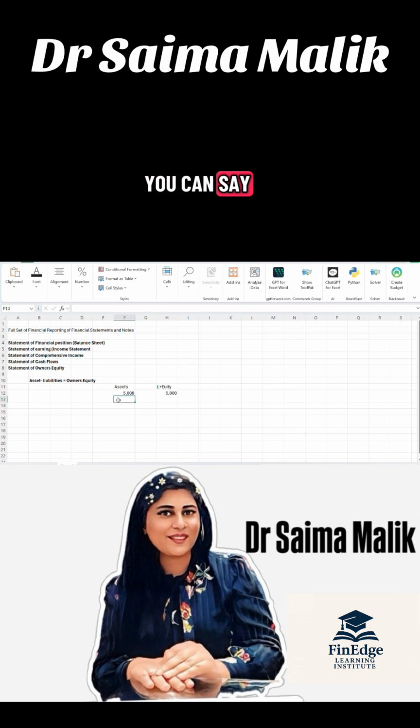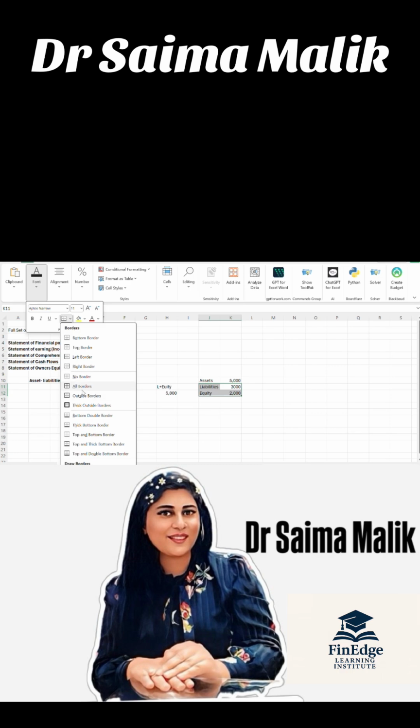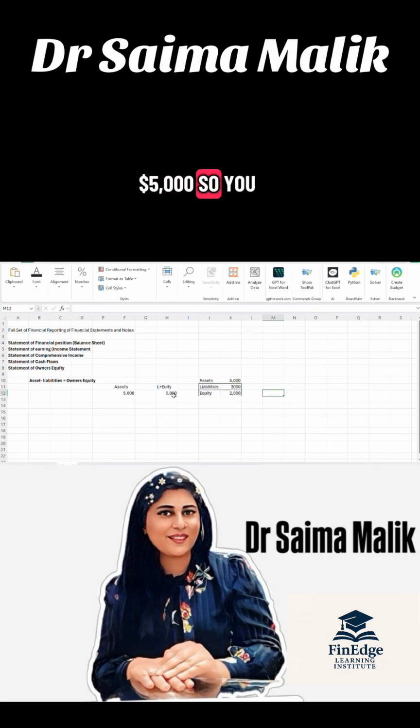So you can say that if your assets are $5,000 and your liabilities are $3,000, your equity is going to be assets minus liabilities, which is $2,000. Together, these two add up to $5,000.